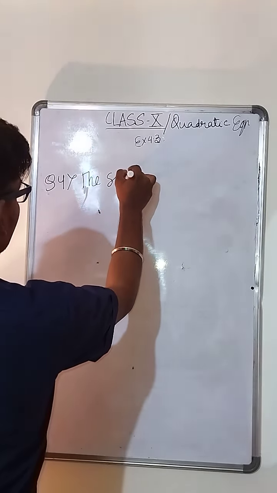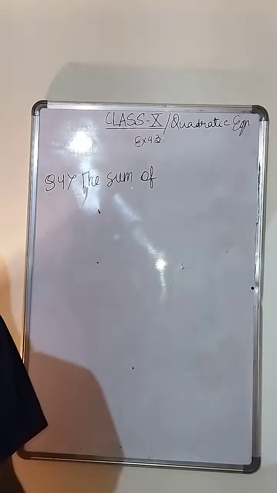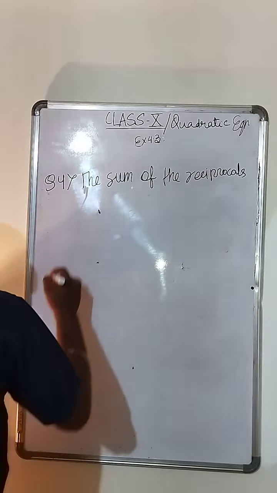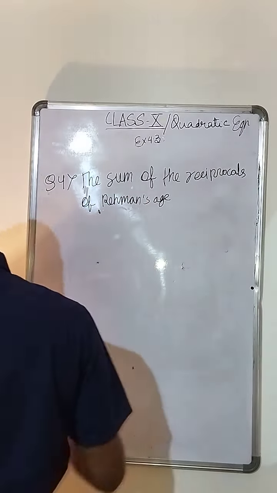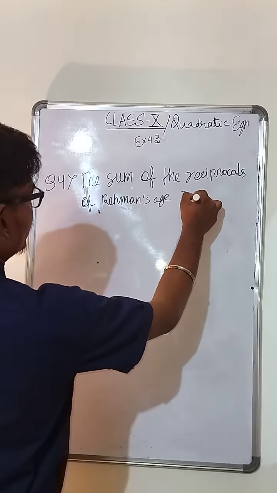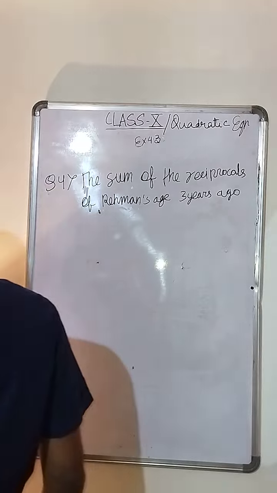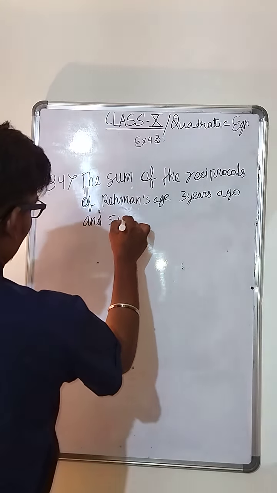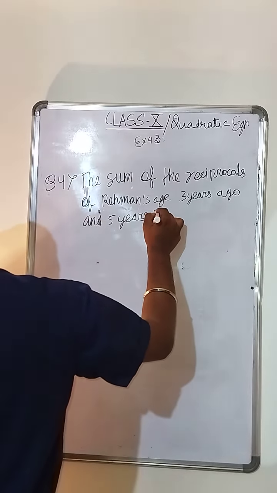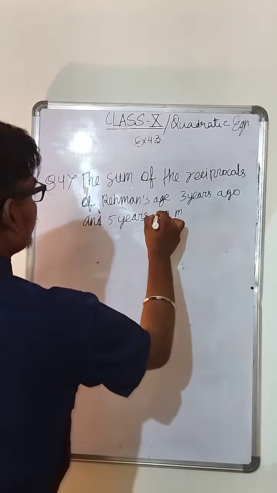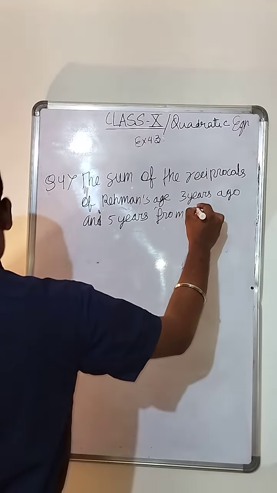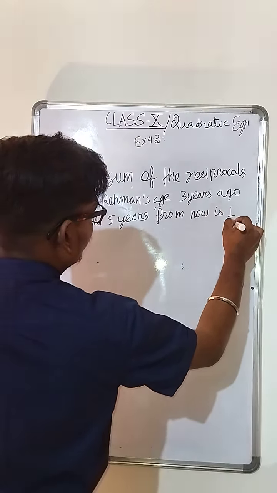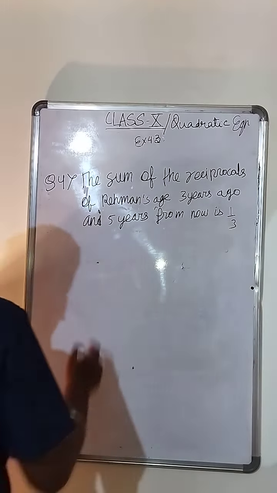The sum of the reciprocal of Raymond's age 3 years ago and 5 years from now is 1/3. Find his present age.